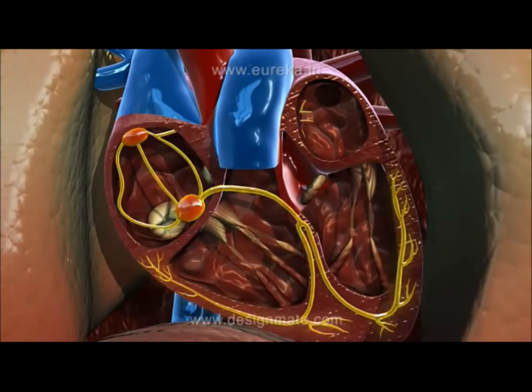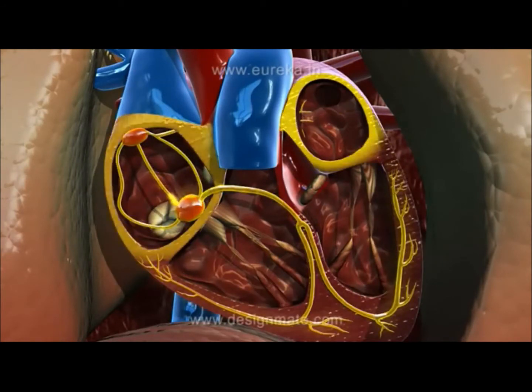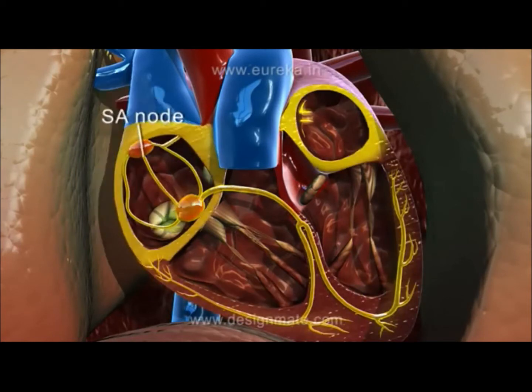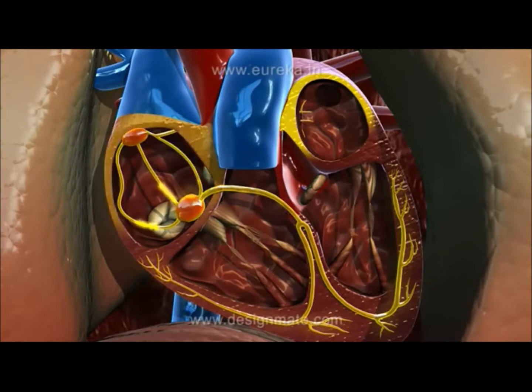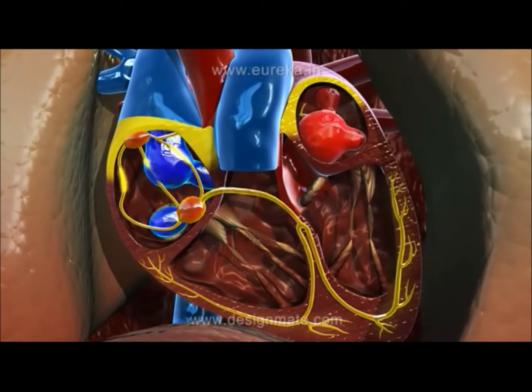Heart muscles continuously generate impulses, which cause the rhythmic contraction and relaxation of the atria and the ventricles. These impulses are generated by the sinoatrial and atrioventricular node. Inside the heart, blood flows in a specific direction.